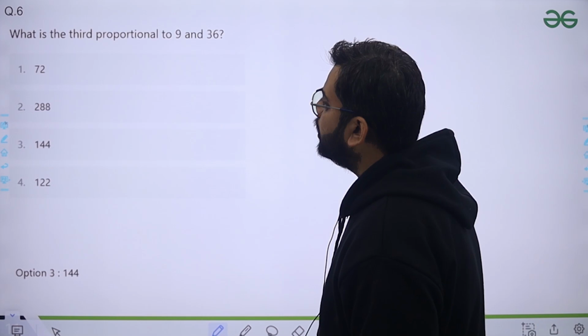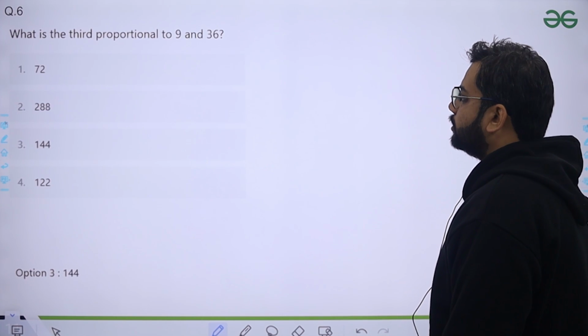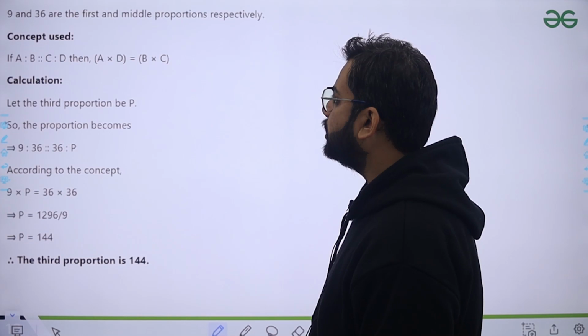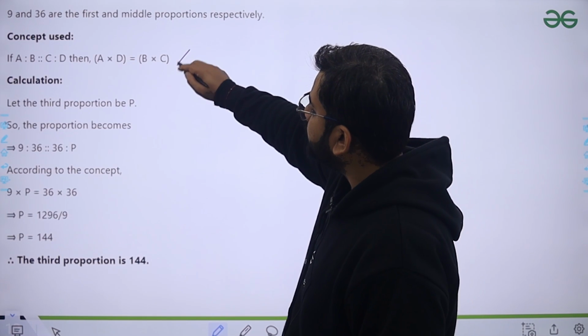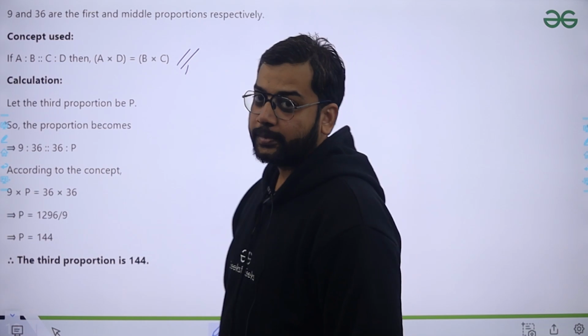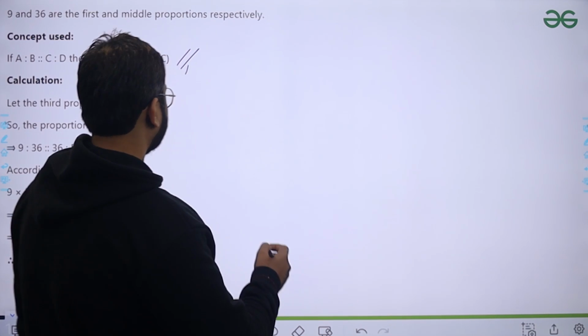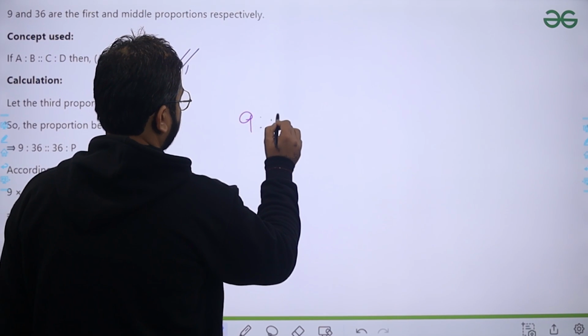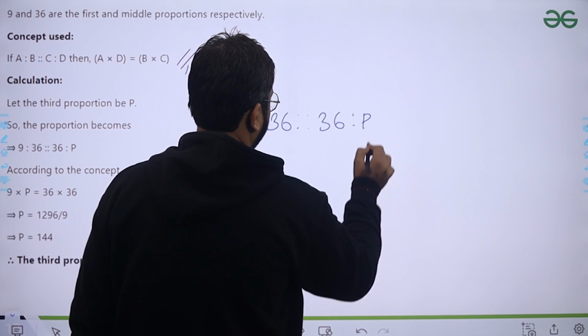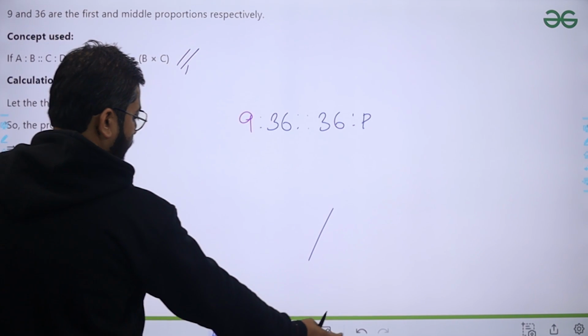Next, what is the third proportion of 9 and 36? Third proportion निकालना है. सीधे सीधे फॉर्मूला ये हमारा होता है. I hope I mentioned this third proportion formula. So it means that our third proportion is missing. So 9 is to 36, 36 is to P. Okay. So this is the third proportion formula.